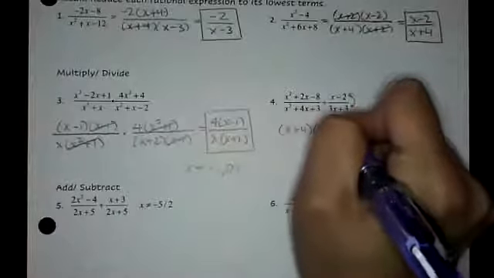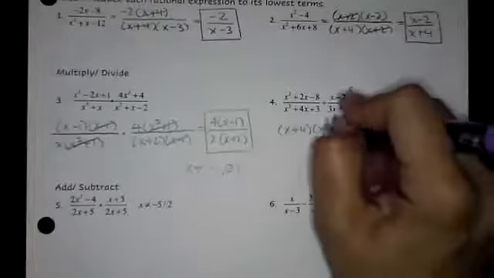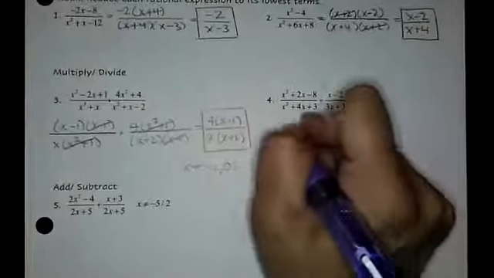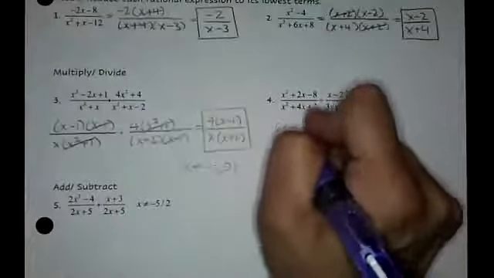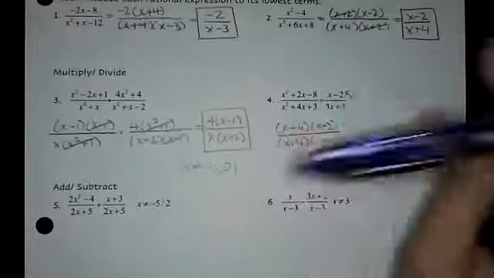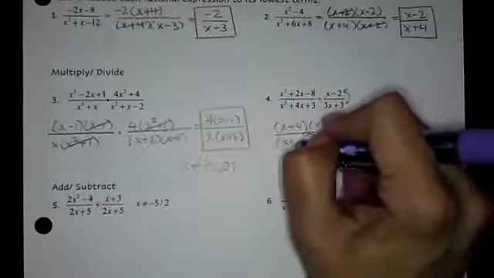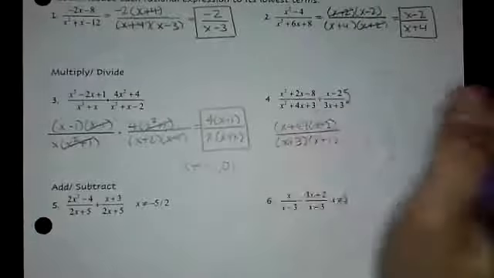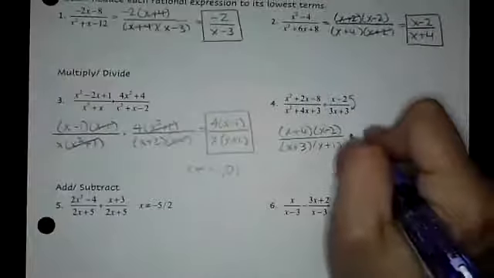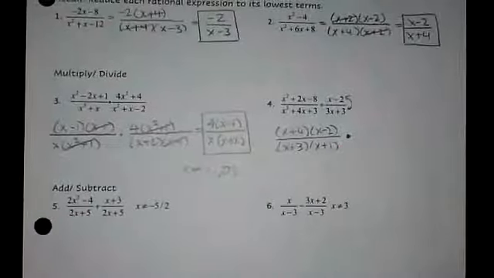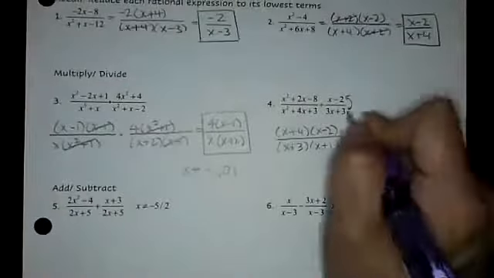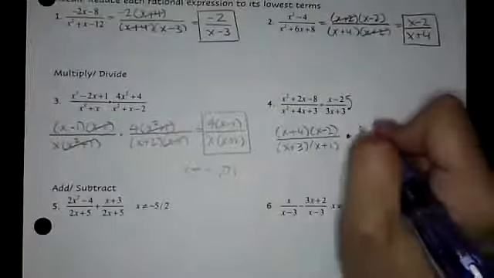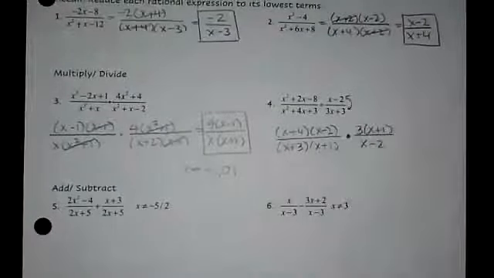So I've got x plus 4, x minus 2 over x plus 4, x plus 3 times x plus 1. Then I'm going to change that division to multiplication. And then I'm going to flip the other one while I factor as well. So that x minus 2 is going to come to the bottom. And this one here, we can factor out our greatest common factor of 3. So we get x plus 1.